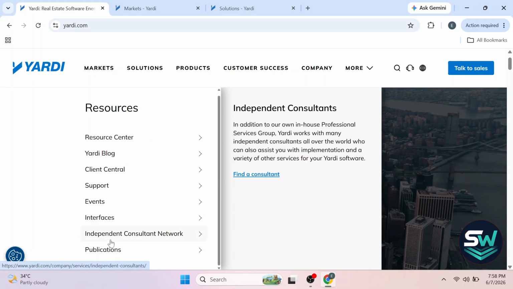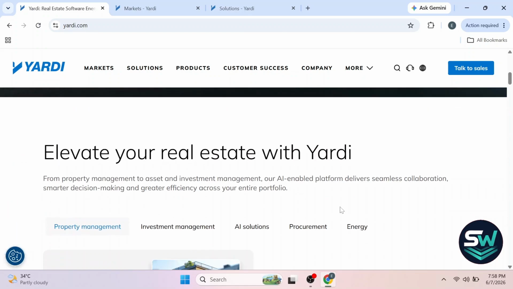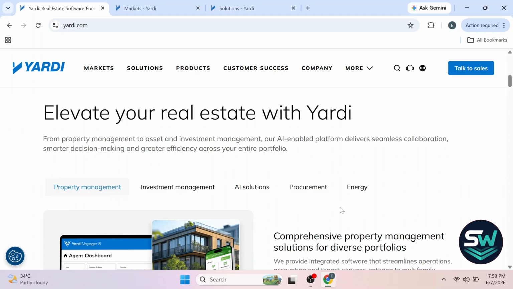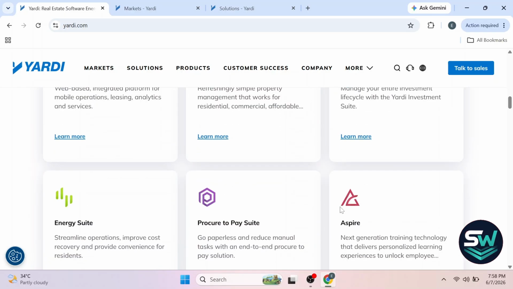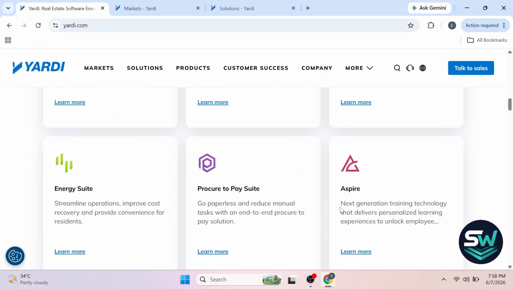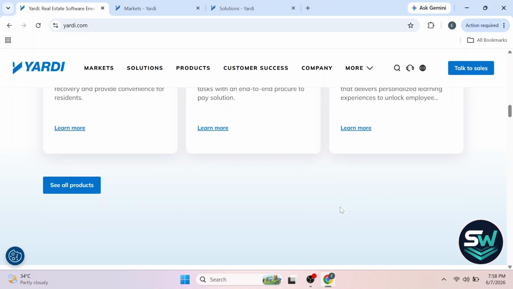And that brings us to the end of our complete Yardi website walkthrough. We've explored the market section, reviewed the available solutions, looked at Yardi's major products, and as you can see, Yardi offers a comprehensive ecosystem of software and services designed to support virtually every segment of the real estate industry you are in. Whether you're managing residential properties, commercial assets, student housing, everything is available over there.